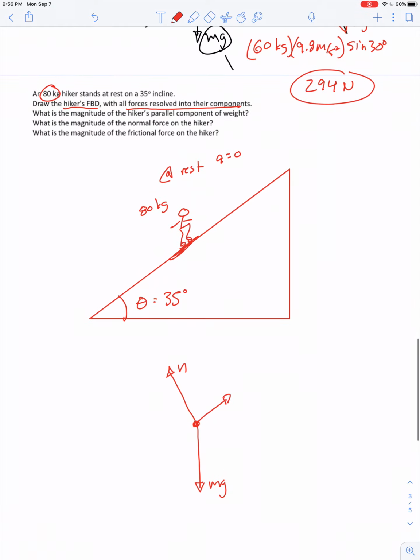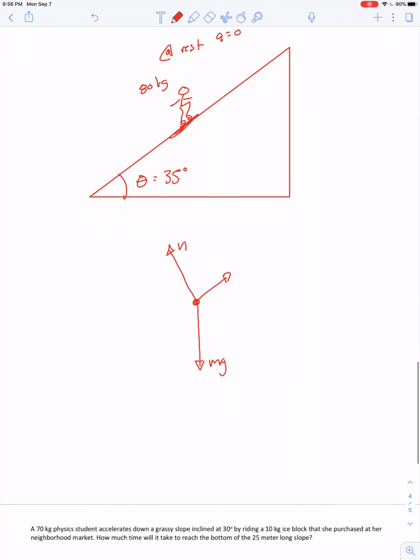But the problem asks us about making a free body diagram with resolved forces. So a reminder that the x-axis points this way, parallel to the friction force. The y-axis points this way, parallel to the normal force. So mg needs to be broken into its components. So we'll draw it again. X-axis, y-axis.